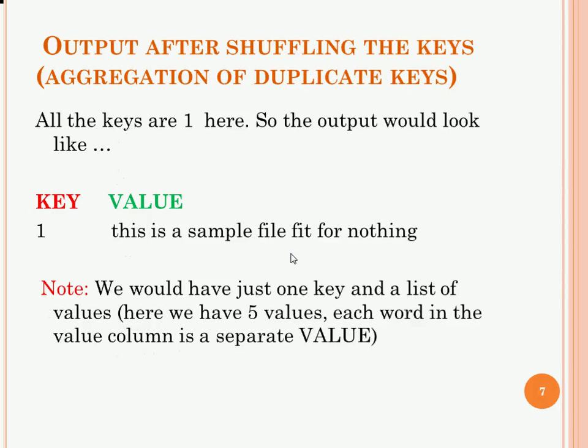So what would happen after the shuffle phase is that you have one key and the value is now going to be a list of items, which is the entire content of the file. This is a sample file fit for nothing. That was the original content of the file, which had two lines. Now all those two lines are coming into a single line.